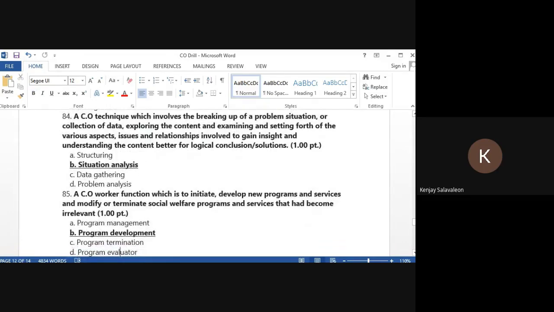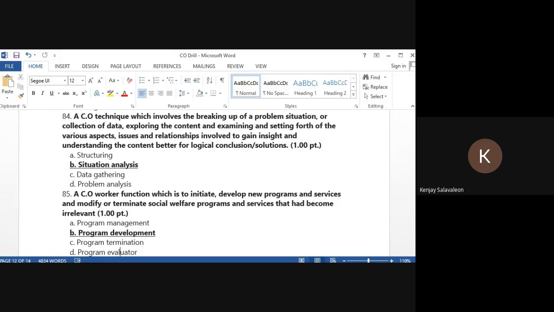84. A CO technique which involves the breaking up of a problem situation or collection of data, exploring the content and examining its setting of the various aspects, issues, and relationship. It is situational analysis. Yung structuring na tinatawag na technique natin, you group together the same themes. No? You group together the same concern. For example, water, pollution, environmental. So, pwede na siya isahin sa environmental issue. Ito naman sa needs. Ito naman sa crisis because they utter the same word but ang punto lang nila is mabigyan sila ng temporary assistance. So, yun yung structuring.